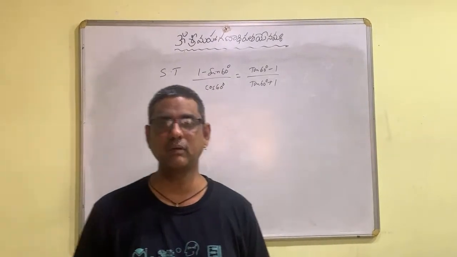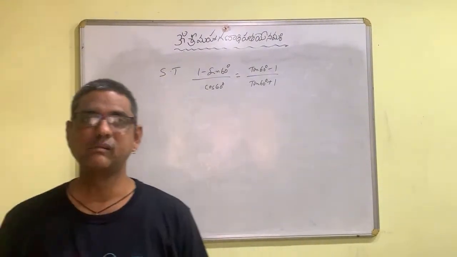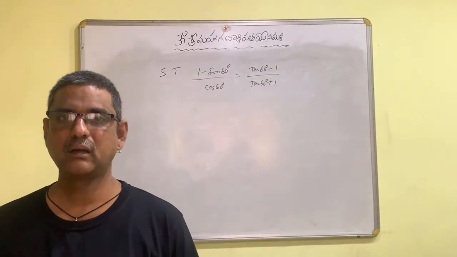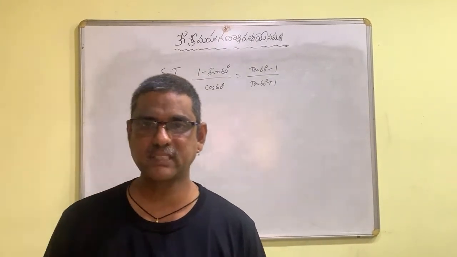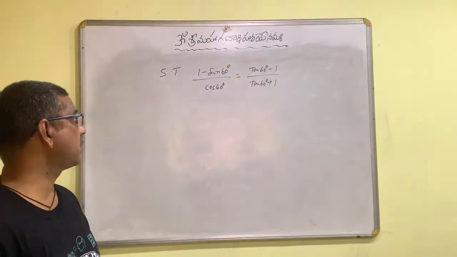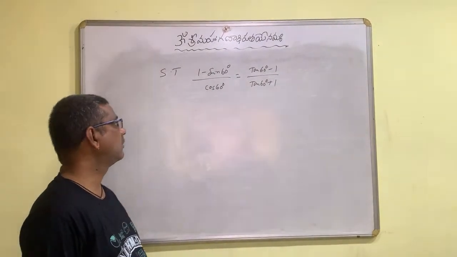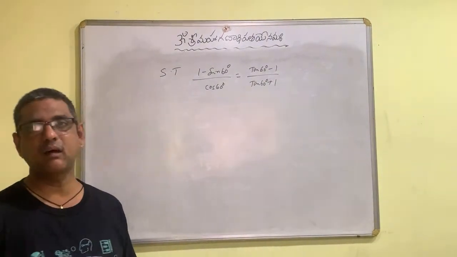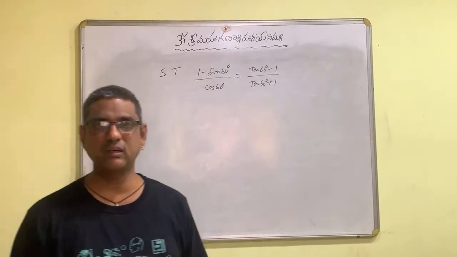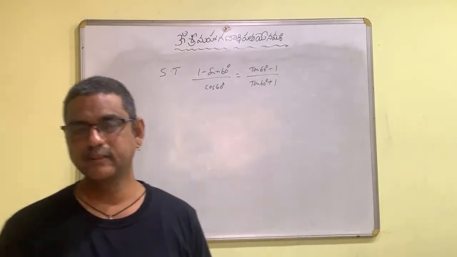Yeah, there is a problem on the board, children. Today we are moving on to the new topic, trigonometric ratios on some specific angles. There is a problem on the board. Show that (1 minus sin 60 degrees) by cos 60 degrees equals (tan 60 minus 1) by (tan 60 plus 1). We have to do it.